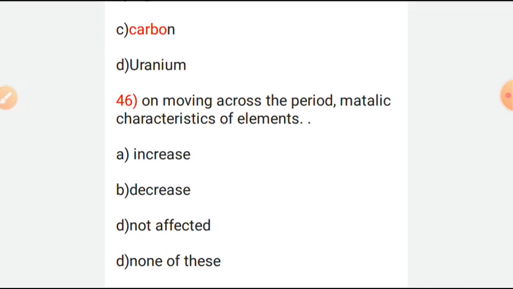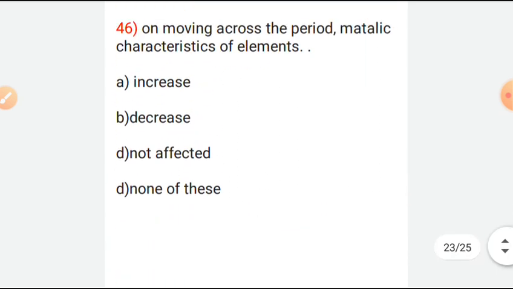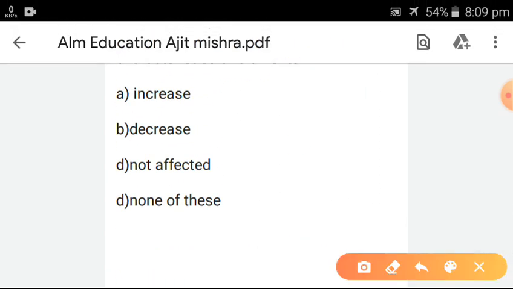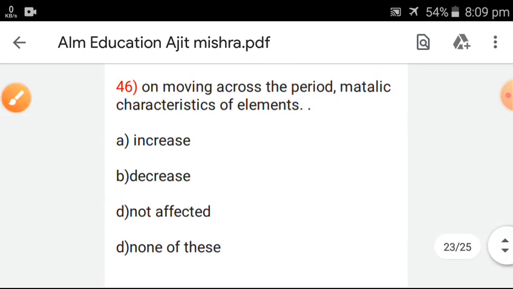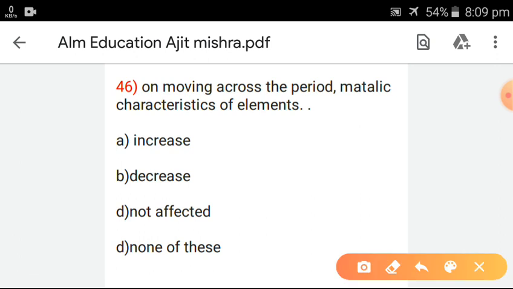Next question. On moving across the period, what happens to the metallic characteristic of an element? On moving across the period, the atomic size decreases, hence the metallic property decreases. So the answer will be option B.